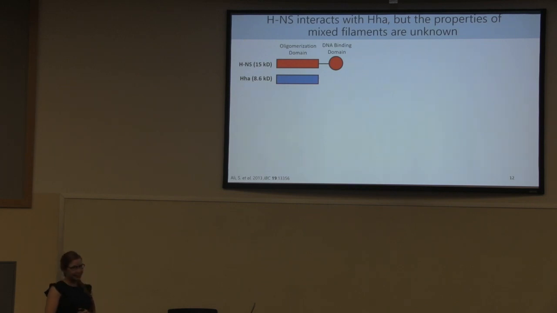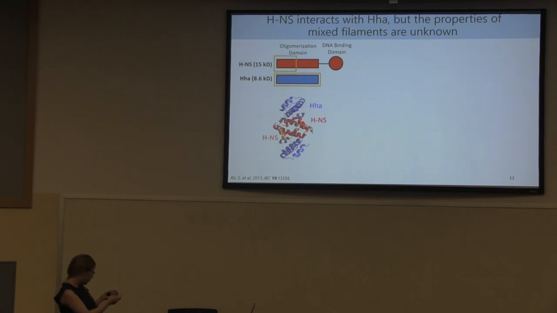It is only about 8 kilodaltons, and it lacks a DNA binding domain, but rather its single domain is similar to the HNS oligomerization domain. And when I joined the lab, a structure came out showing how HNS can interact with Hha. And so this is the structure here, and there are two portions of HNS monomers interacting with the Hha shown in blue.